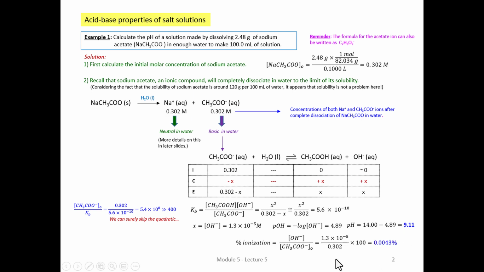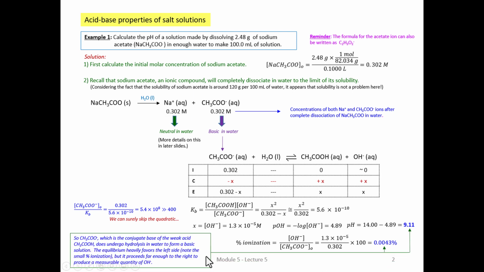And just as a point of interest, we can calculate our, quote, percent ionization, which in this case just reflects the extent of reaction to the right. And you can see that most of the acetate stays in this form. It doesn't undergo hydrolysis, but enough of it does to form a basic solution.